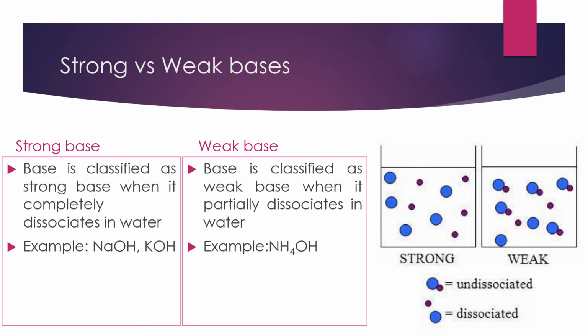Strong and weak bases. Base is classified as strong base when it completely dissociates in water. Example, sodium hydroxide NaOH, potassium hydroxide KOH. Whereas base is classified as weak base when it partially dissociates in water, like ammonium hydroxide, that is NH4OH.